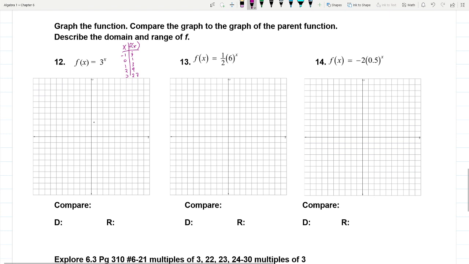Okay. Graphing this, negative 1 is at 1/3. 0 is at 1. 1 is at 3. And then 2 is at 9. And so it graphs like this. It asks us to compare. This comparison, it's going to be the same.